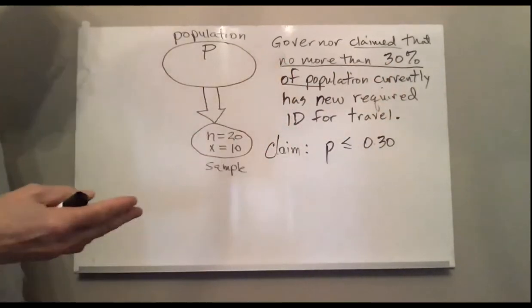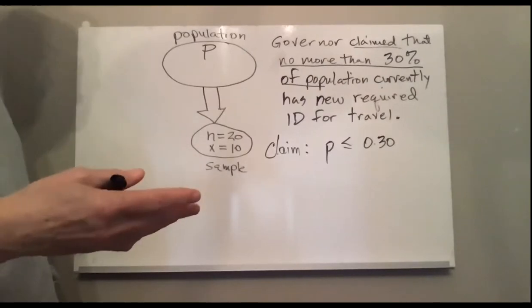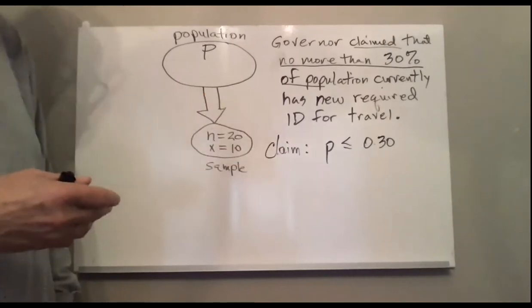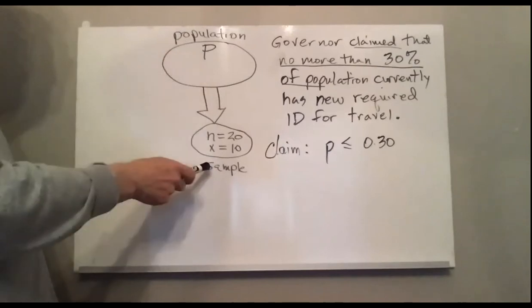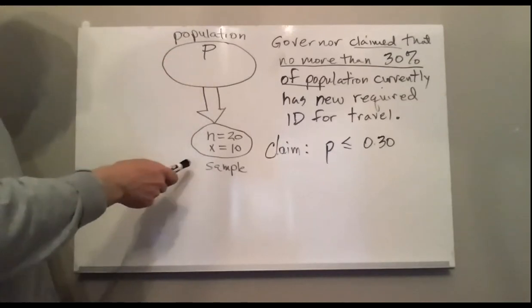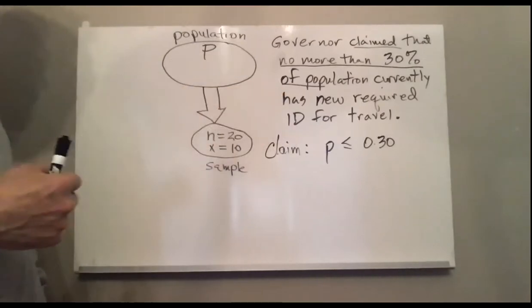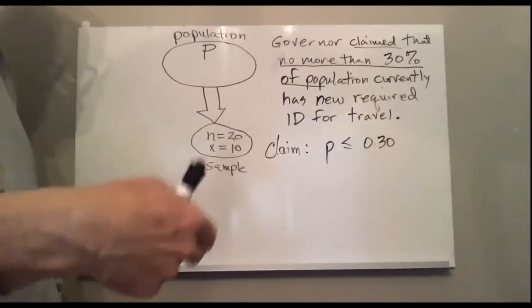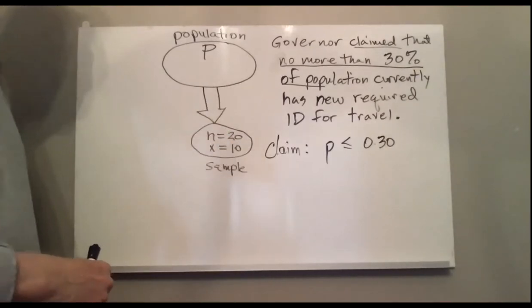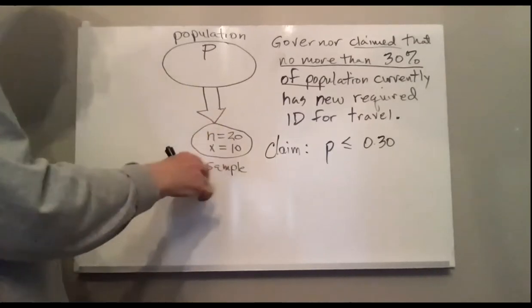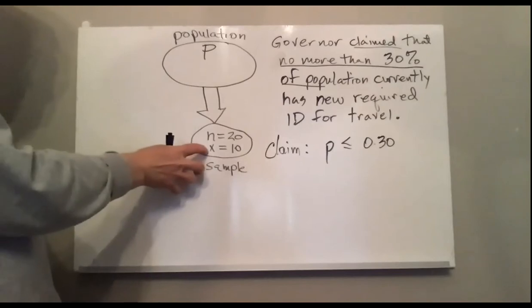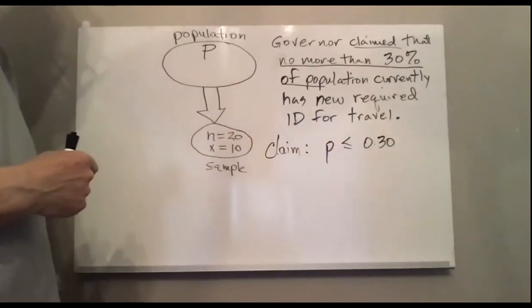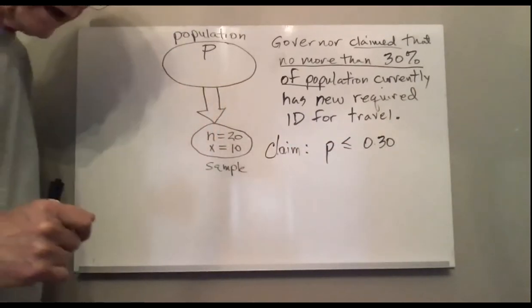Now, we may not agree with that claim, and if we don't agree and we're worried about his claim, we're going to conduct a test to determine if we think his claim is valid. So what we're going to do here is collect a sample from the population, and our sample consists of 20 randomly selected people. And out of that 20, we end up with 10 successes, a success being they have the correct ID. So now we've got to figure out, does this information, these 10 successes out of 20, support this or not?